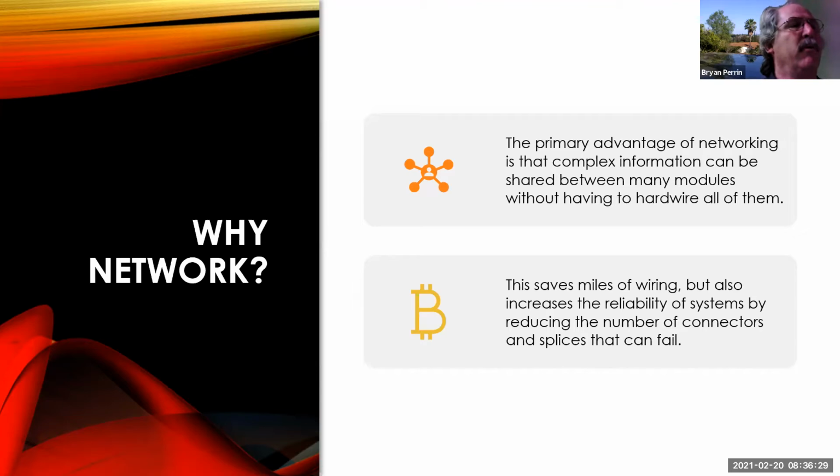So why a network? Well, the primary advantage of networking is that complex information can be shared between modules without having to hardwire all of them. So I can put stuff on the bus and I can share it with multiple modules. Instead of having information from the ABS go to the PCM, go to airbags, and go to the instrument cluster on all separate wires, we can just put it on the bus and now everyone can see that information. It also saves miles of wiring, but also increases reliability of systems by reducing the number of connections and splices that can fail. So the fewer connections we have, the fewer things that can go wrong.